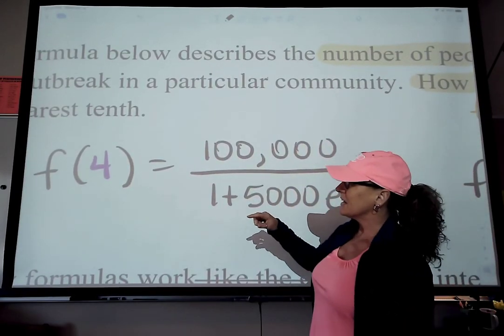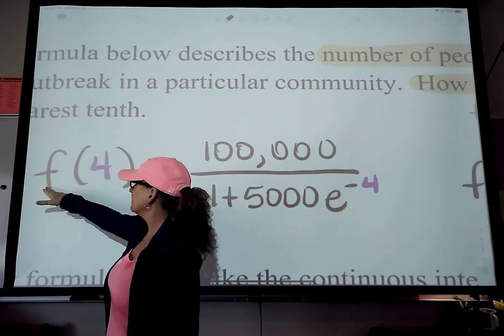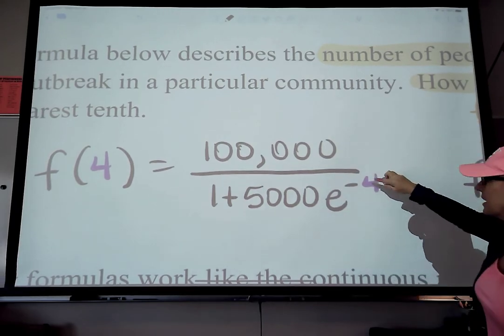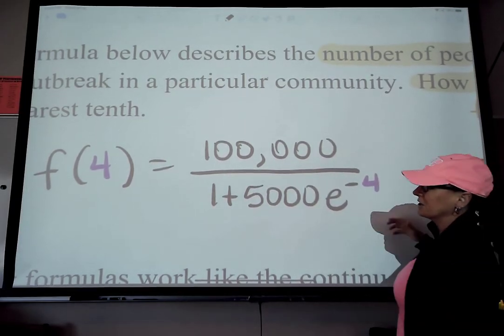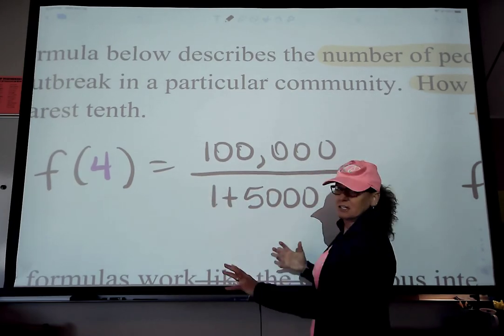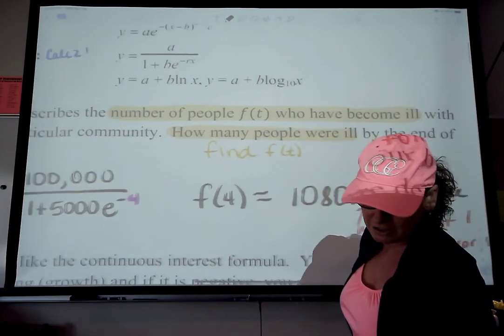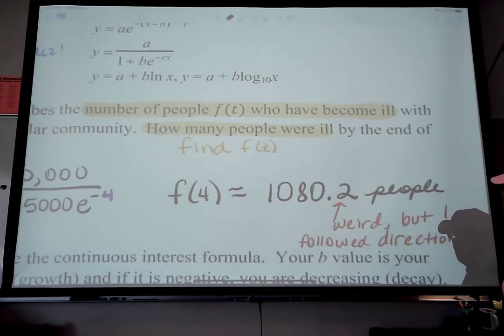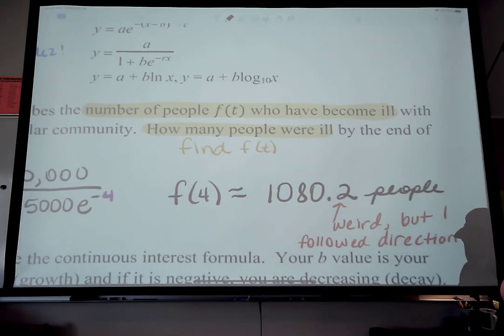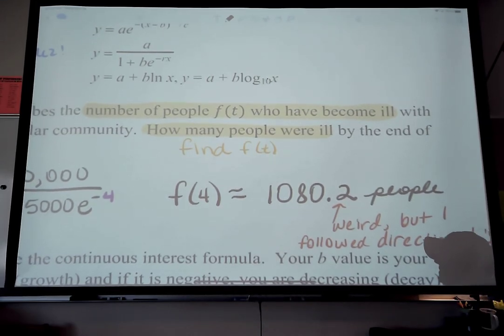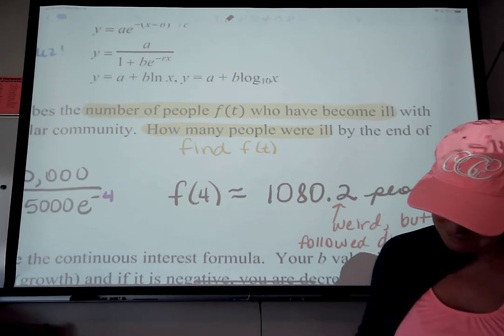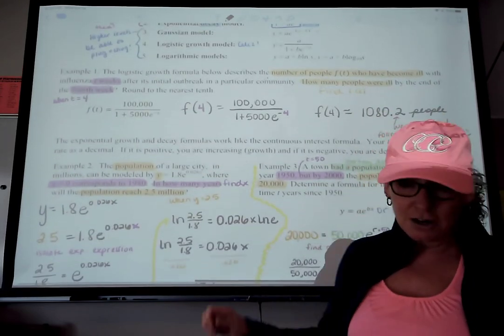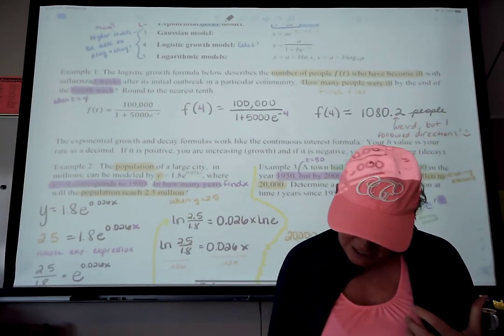So you can see that I rewrote the formula. Instead of f of t, we're now calling it f of 4 because 4 is what I'm plugging in. Plug in 4 for t. Type it in your calculator. Again, you're going to need parentheses around your denominator. And then your calculator is going to tell you, I got 1,080.2 people. I know you can't have 0.2 of a person, but I just follow the directions. It's what the directions told me to do. All right. Feel free to pause the video and catch up. The next one, let's see.